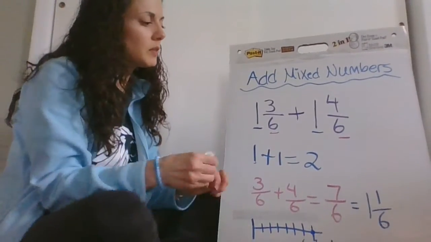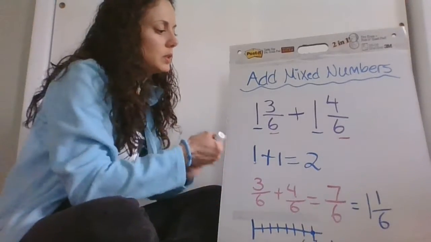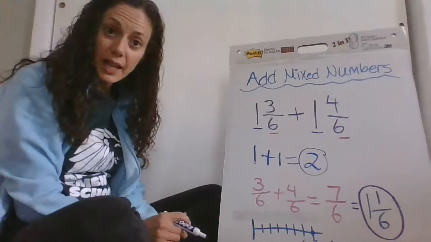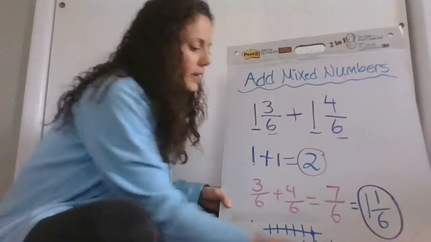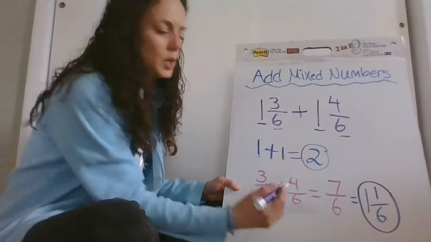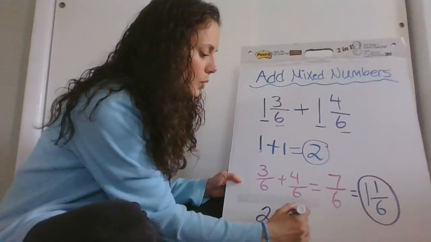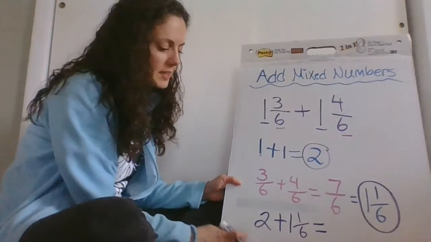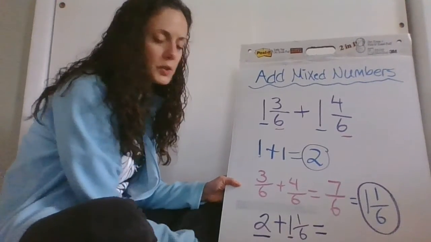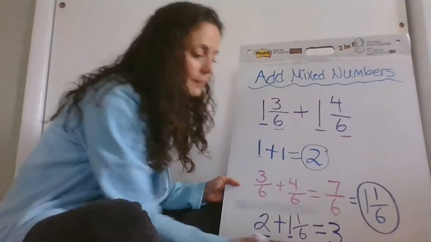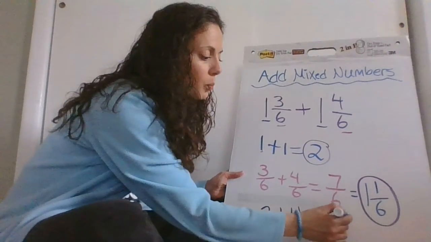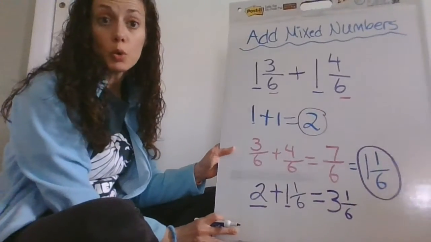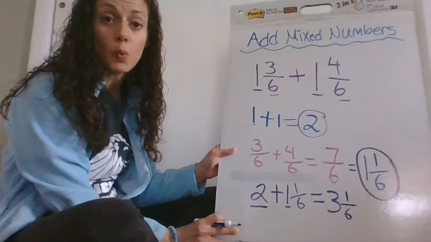Now we have to take this 2 and the 1 and 1/6 and add them together. I'm just going to erase this down here so that you can see. So I have 2 plus 1 and 1/6, and I do the same exact procedure. I add the whole numbers first. 2 plus 1 is 3, and then I'm left with 1/6 from this mixed number right here. So my total amount of juice would be 3 and 1/6.